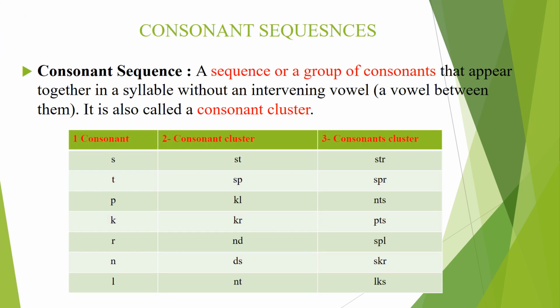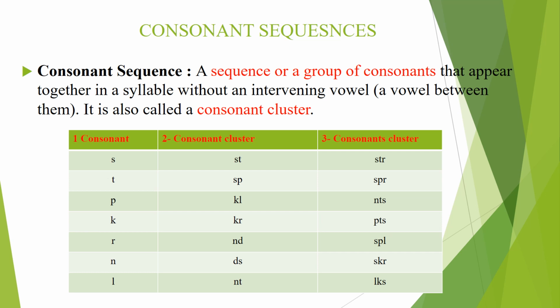Well, a consonant sequence is a sequence of consonants or a group of consonants that appear together in a syllable without an intervening vowel, i.e. a group of consonants having no vowel between them. Because if a consonant cluster has a vowel between the consonants, it becomes a syllable. A consonant sequence is also called consonant cluster. So whether you call it consonant sequence or consonant cluster is the same.